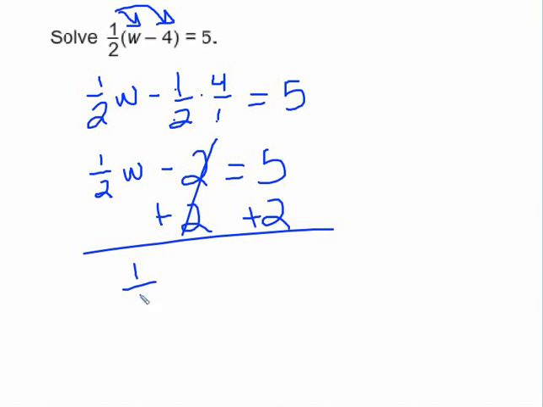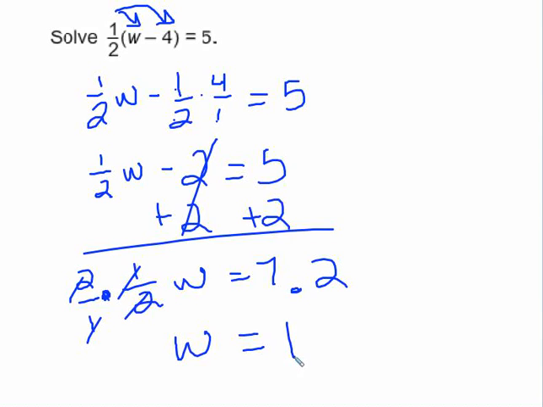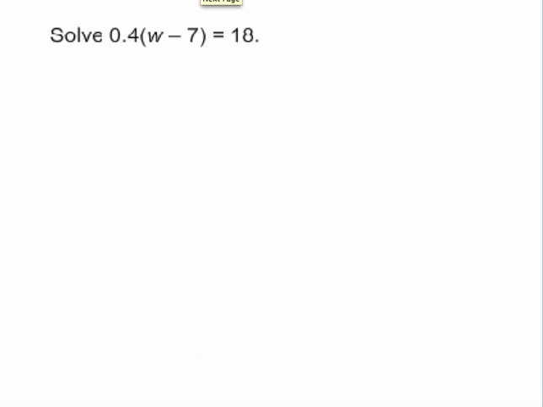I get 1/2 w equals 7. Now to undo the 1/2 w, I'm going to multiply by the reciprocal, so I'm going to multiply by 2 over 1 on each side, or just 2. That's going to cancel these guys out, leaving me 1w is equal to 14. Okay? Let's do one last example, this time with decimals.